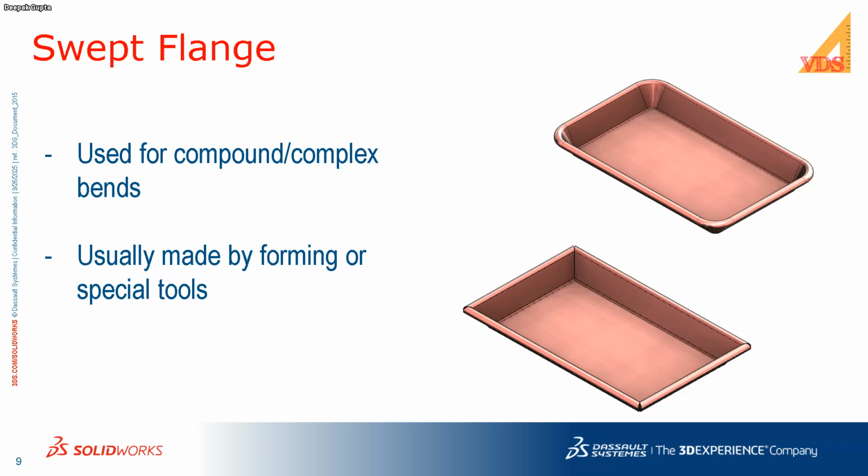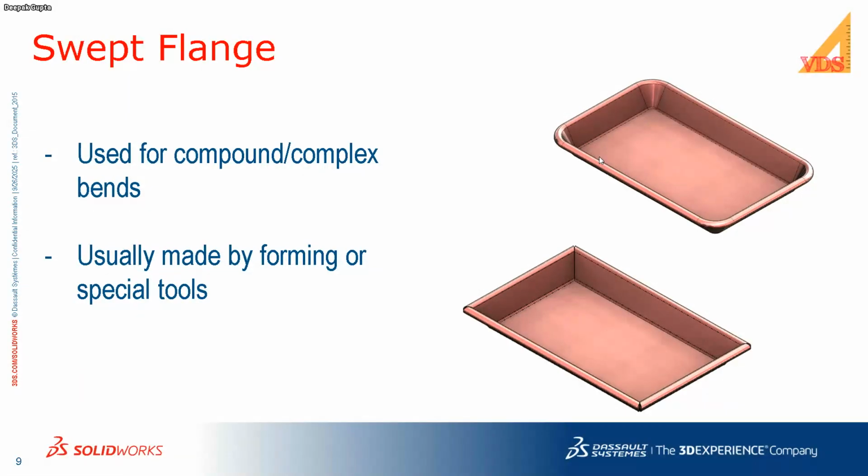Similar to swept flange, we have a miter flange that works almost the same way, and it can also be used for compound and complex bends. The only difference is that we do not get smooth rounded corners like we get with the swept flange. So let's look at one of the examples.